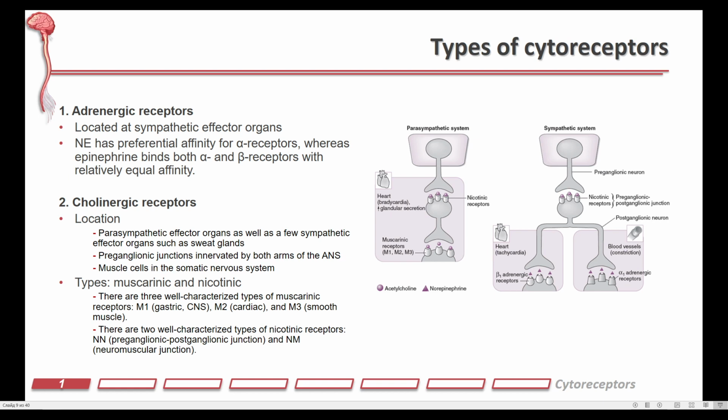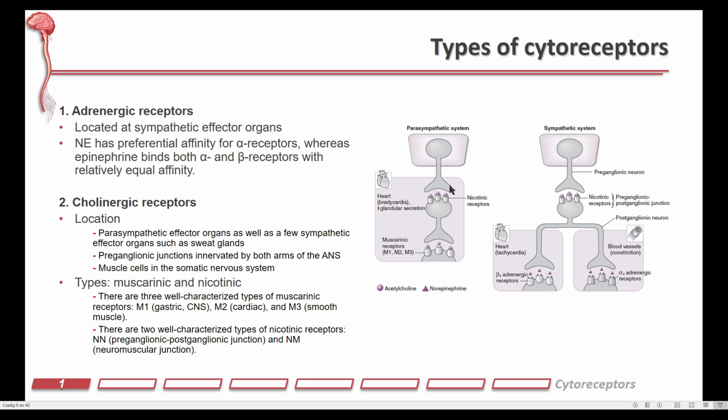So types of receptors which we have are muscarinic and nicotinic. And muscarinic are further subdivided into types like M1, which are present in the GI tract and CNS, M2, which are present in the heart, and M3, which are present in smooth muscles. And for nicotinic receptors, there are also at least two subtypes which you should know. One is nicotinic neuronal, that's between pre- and postganglionic neuron, and nicotinic muscular, that's at the neuromuscular junction.